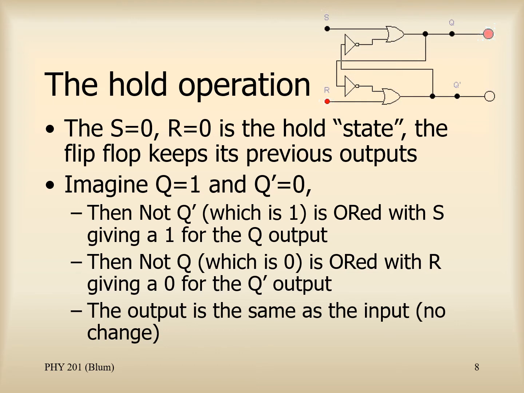Now let's look at that 1, that Q was a 1, and it gets fed back and inverted. So Q was a 1, so not Q then is a 0. That gets ORed with the R, and the R is a 0, and the not Q is a 0, so 0 OR 0 is 0, and that's keeping the Q prime output as 0. So we started off with Q of 1 and Q prime of 0, and we're just keeping that state, we're holding.